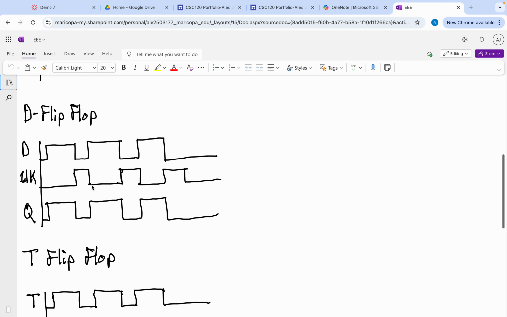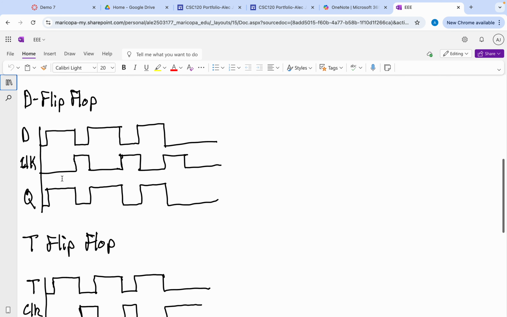For my clock line, right here, it controls when data is sampled. Only rising edges, low to high transitions of the clock, matter. At each rising edge, the D flip-flop copies D to Q. So it copies D to Q, and you can see that here. Copies D to Q.